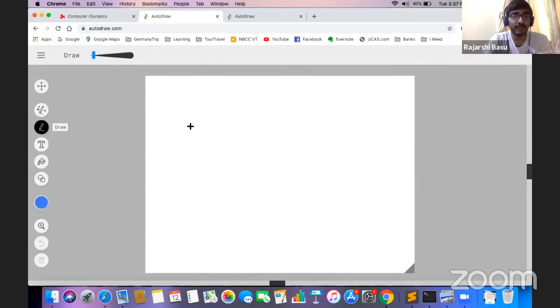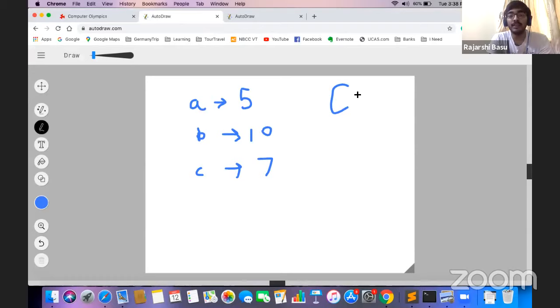So for each of the 26 viruses, let's say for A, we know that 5 people have this virus. For B, let's say 10 people have this virus. For C, let's say 7 people have this virus, and so on for D, E, F, G. Now, when we are given a query, we are given some C. One thing to note is that even though C can be up to 10 to the power 9, any C greater than 26 does not really matter, right?